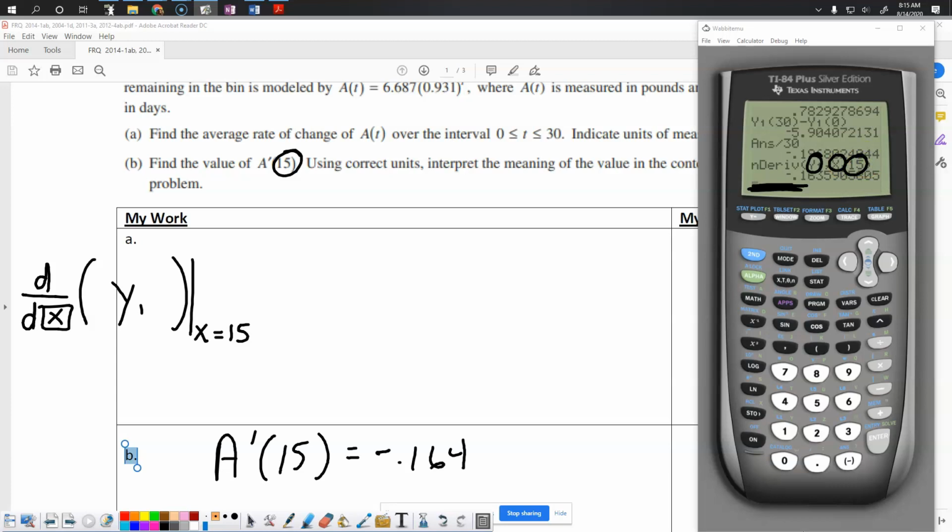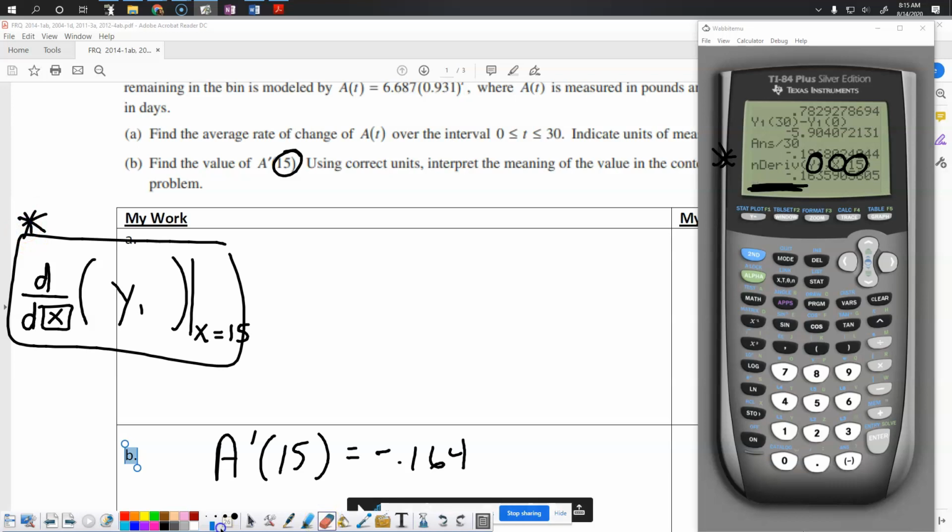Okay? So some calculator screens will look like this. Some will look like this. I really like the ones over here better, but we can't always get what we want. So I'll show you both for the time being.